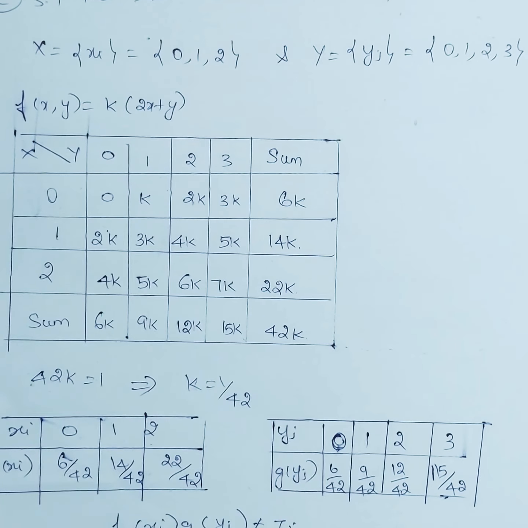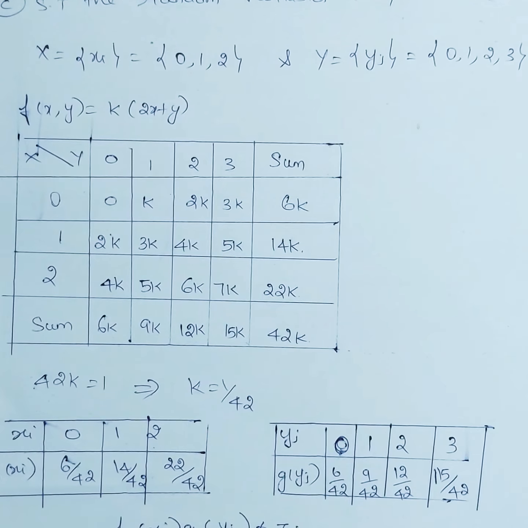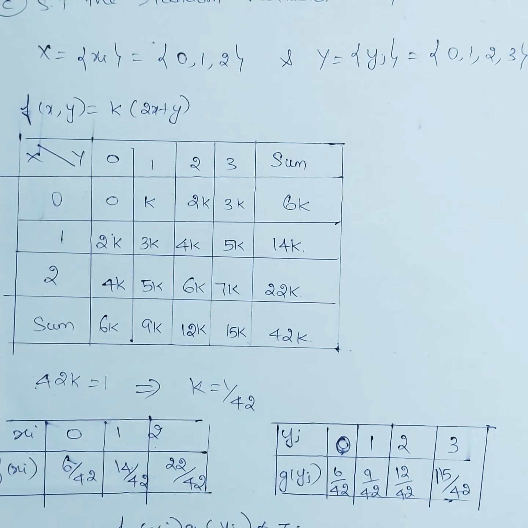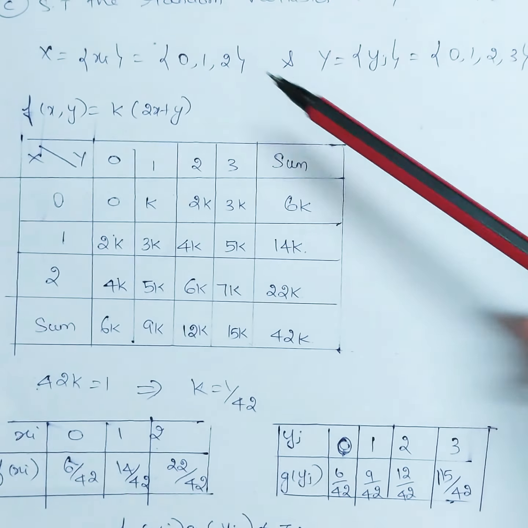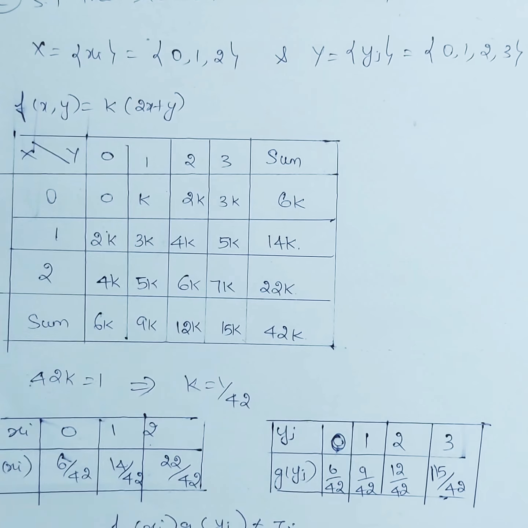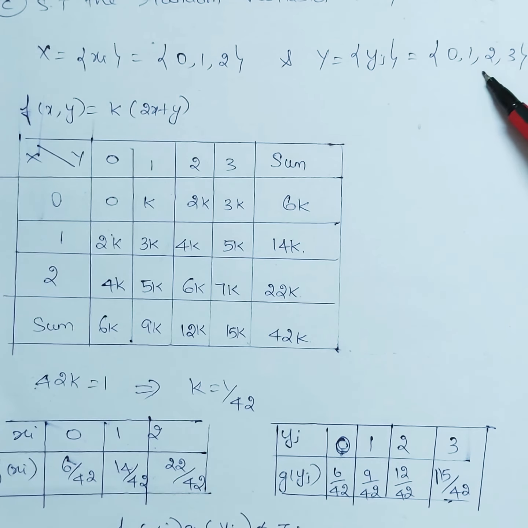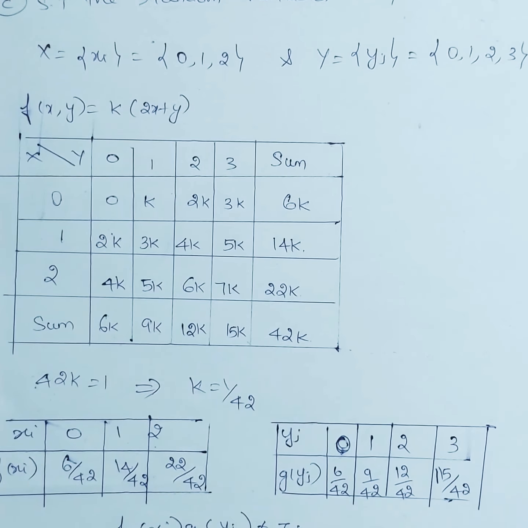Now if you see, I have taken x values 0, 1, 2, because in the question they have given 0 less than or equal to x less than or equal to 2. Since less than or equal to is there, both the end values are included. What y values have they given? 0 less than or equal to y less than or equal to 3. So what are the y values? 0, 1, 2, 3. These are the y values.